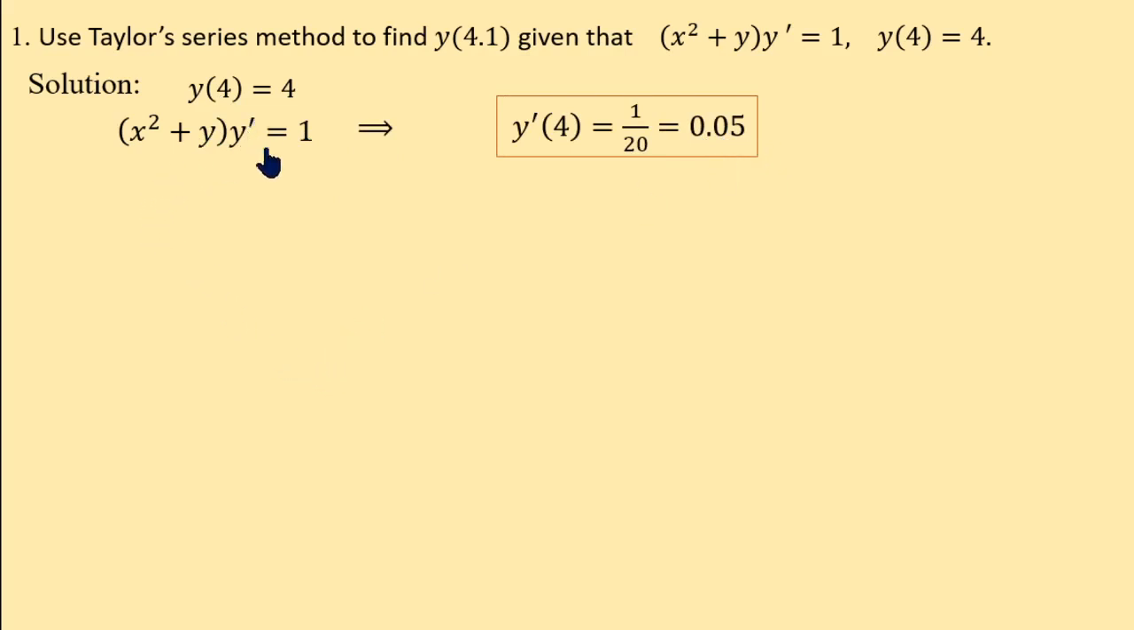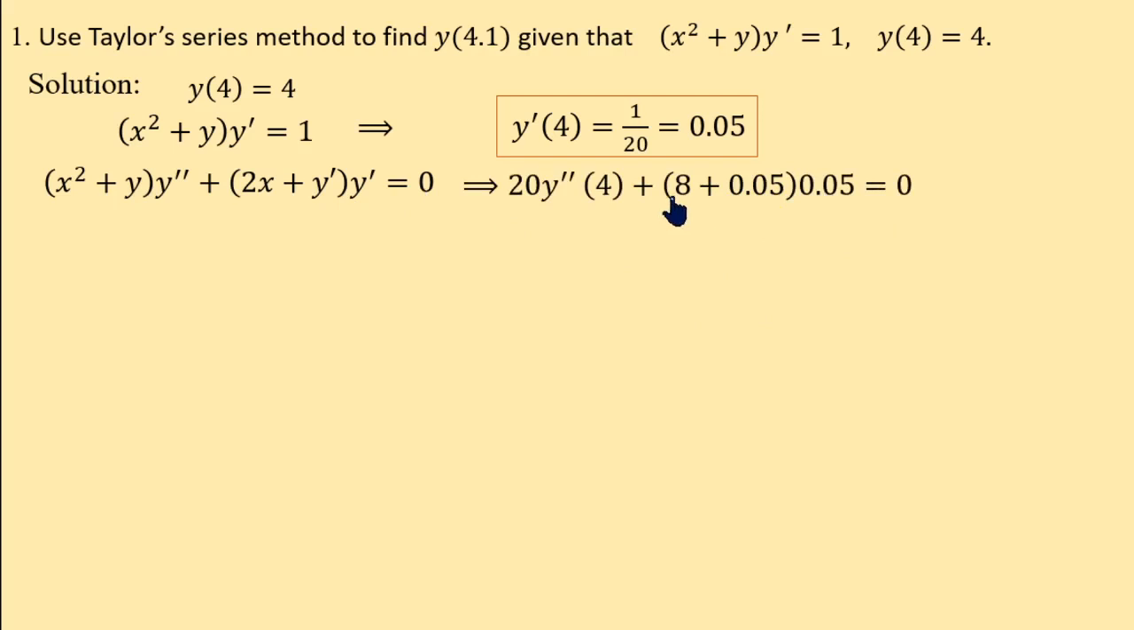To find y double dash at x naught, differentiate this with respect to x. First function is x square plus y and derivative of y dash is y double dash, plus second function is y dash and derivative of x square plus y is 2x plus y dash, equal to derivative of 1 is 0. Now substitute the value of x, y and y dash in this equation. So 20 y double dash at 4 plus 8 plus 0.05 into 0.05 equal to 0.